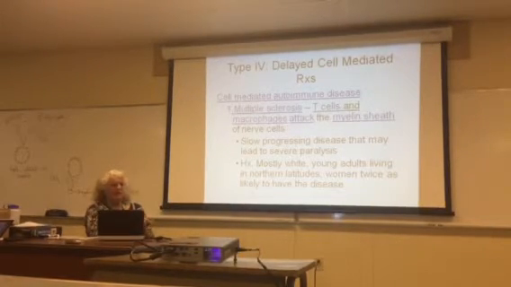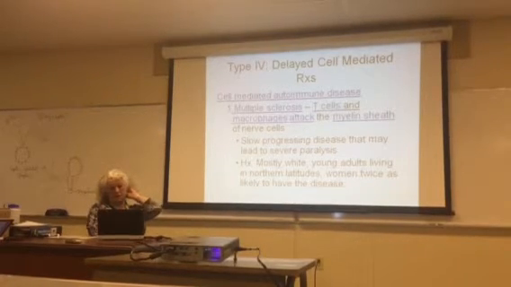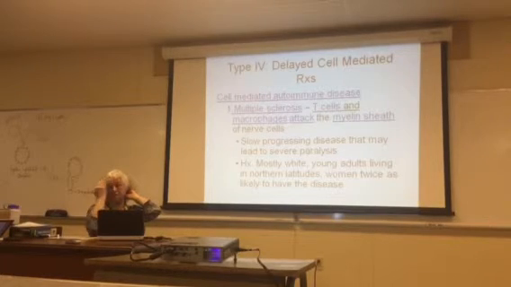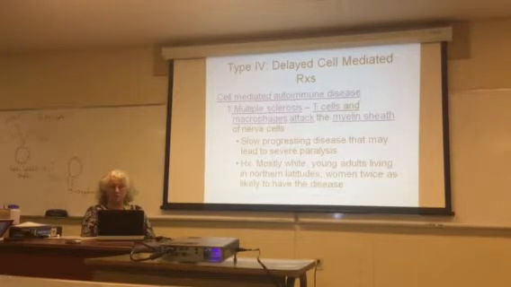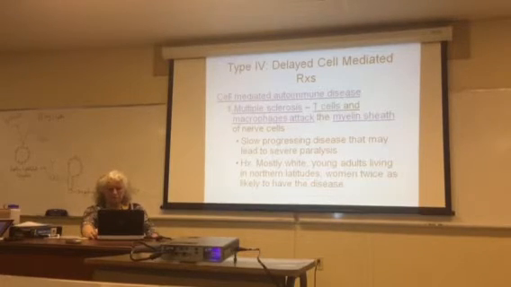This is where the T cells and the macrophages attack the myelin sheath that surrounds the nerve cells. It is a slow, progressing disease that may lead to paralysis. In this case, if you looked at him, you wouldn't know he had it. But also, if you go in for an MRI, you're going to see these plaques in your brain for sure, and then sometimes it goes down to your spinal column. The history of it, supposedly, is mostly white young adults living in northern latitudes, and women are twice as likely to come down with MS as males are.